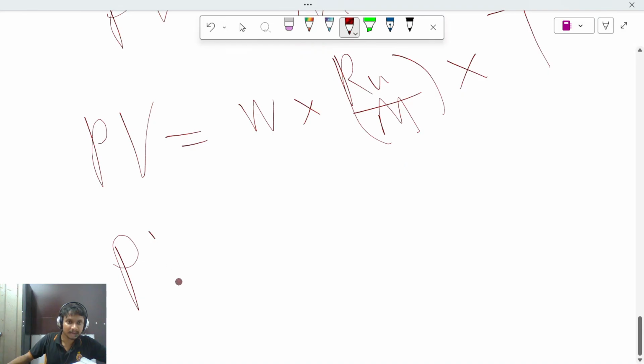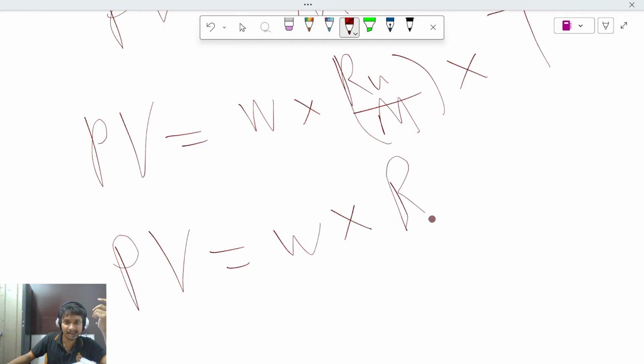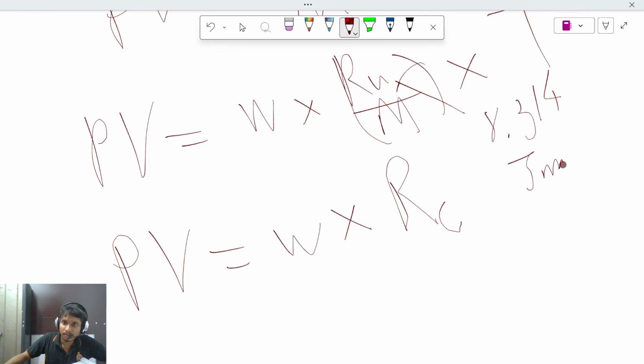Now PV is equal to W into RC. We already discussed in past videos that RU by M, where RU is the universal gas constant, is equal to 8.314 joule mole minus 1 Kelvin minus 1. This is the universal gas constant for an ideal gas. Now RU by M is the characteristic gas constant.